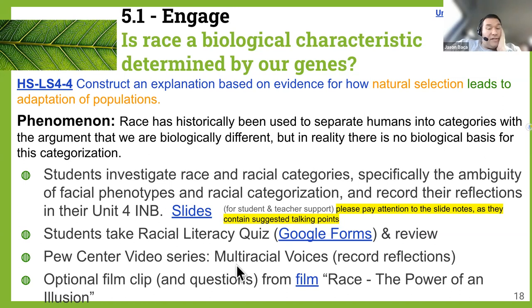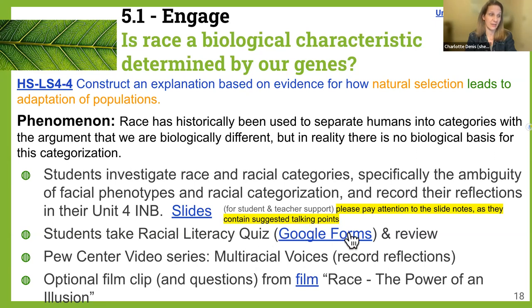So again, we start off with: is race a biological characteristic determined by our genes? There are a couple of things we look at. There is this video called Race, the Power of an Illusion. It is very outdated. I think it's from 2013. It seems older than that. There is some stuff within it where you wonder if you want to show it, but I may show clips from time to time to start the conversation on whether race is a social construct. Do you show it, Charlotte? I have stopped showing that video because of its age.